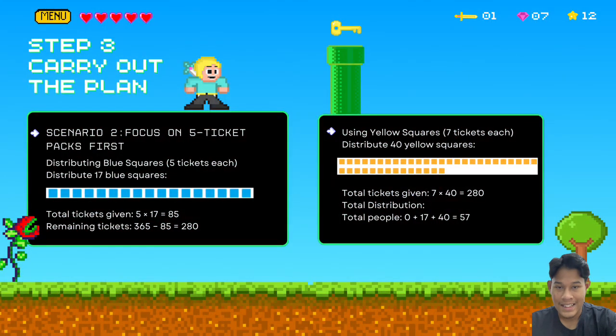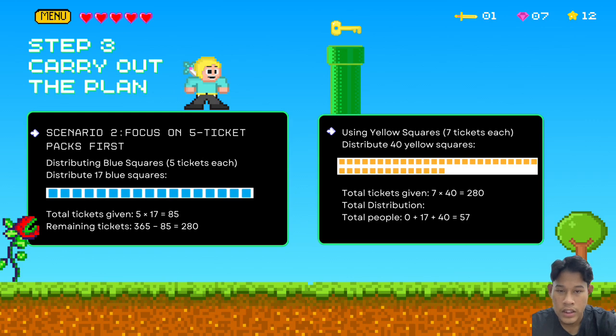We move to the second scenario, which is we focus on the 5 ticket pack first. So by distributing blue squares, we got 17 blue squares. The total tickets given is 5 by 17, which equals 85. The remaining tickets is 365 minus 85, which equals 280. Then, using yellow squares, we distribute it into 40.